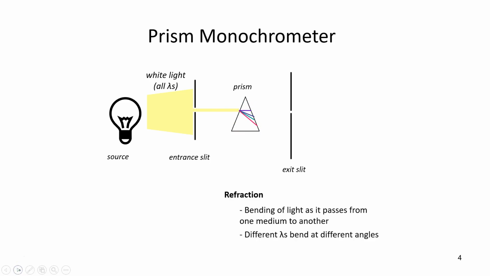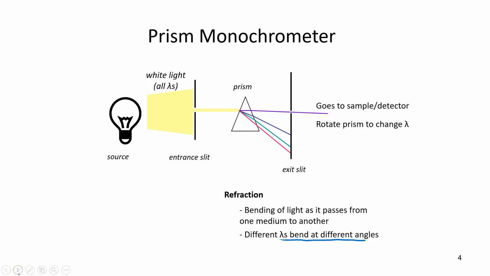Refraction, again, is the bending of light as it passes from one medium to another, and as you can see in our diagram, different wavelengths are bent at different angles. So when the light leaves the prism, refraction occurs again, and in this example you can see only the purple radiation makes it through the exit slit. These other wavelengths or colors remain inside the monochromator. And if you wanted to change the wavelength, you would have to rotate the prism. So that was the prism monochromator.